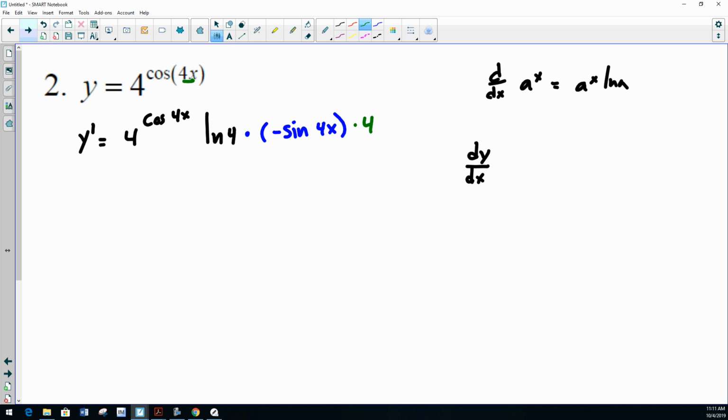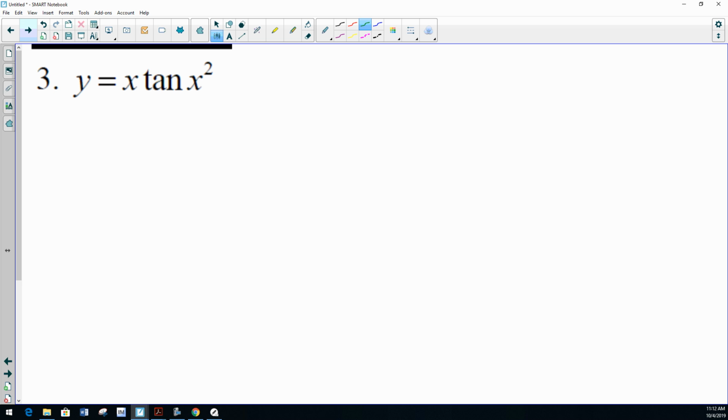Okay. This one is controlled by the product rule. First times the derivative of the second, and again, yeah, this one's different actually. First times the derivative of the second, so the derivative of tangent is secant squared x squared times the chain rule in blue. So I took the derivative of tangent.